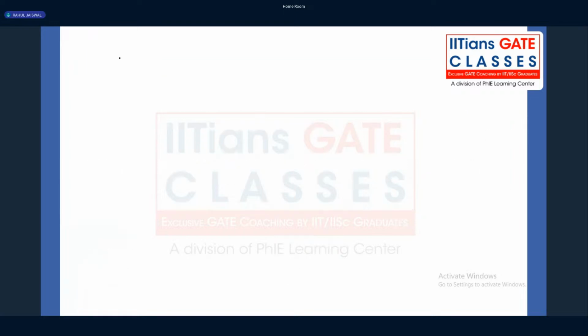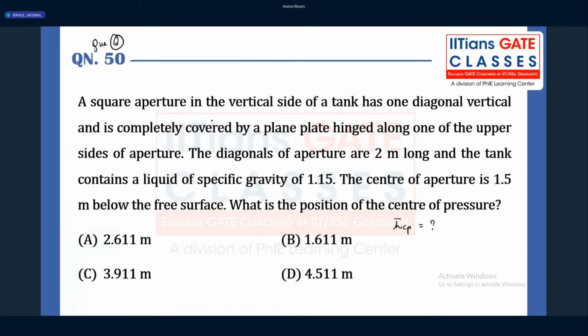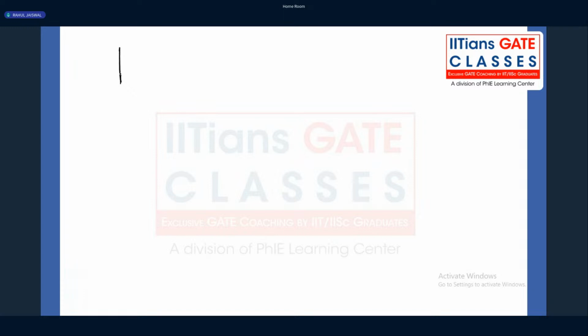So let me draw the diagram first of all. The square aperture in the vertical side of the tank. That means if I draw the side of the tank, for example, this is the free surface level of the liquid, and we have the aperture which has a diagonal shape like this.